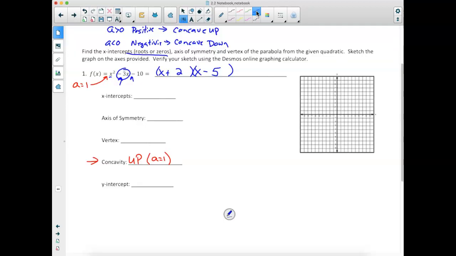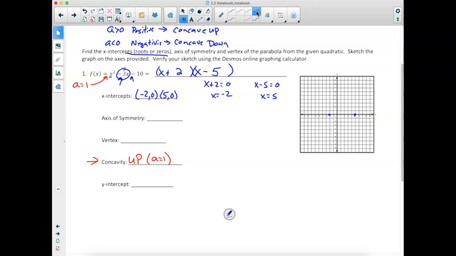It's all factored. Once it's factored, x plus 2 equals 0, so x equals negative 2. So I have an x-intercept of negative 2 comma 0, and I have an x minus 5 equals 0, so x has to equal 5. So I have an x-intercept in factored form of 5 comma 0, and I can plot those two. So I get negative 2, and then I come out 1, 2, 3, 4, 5. And I get to 5.